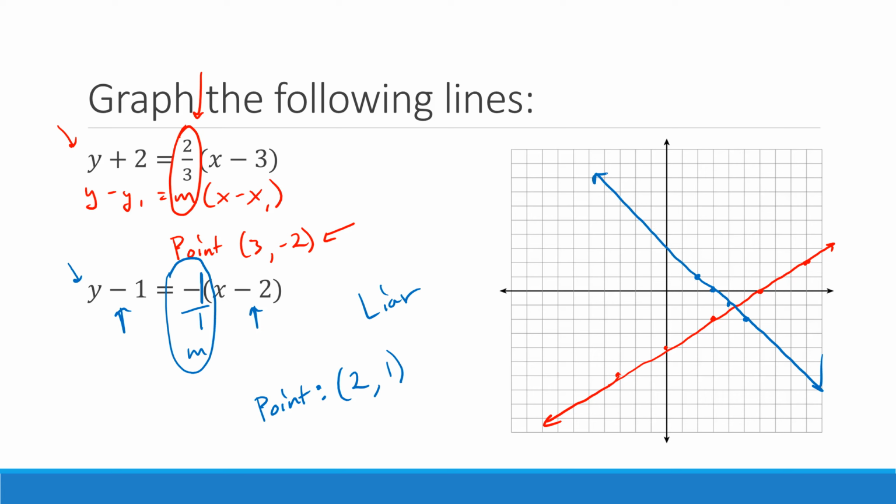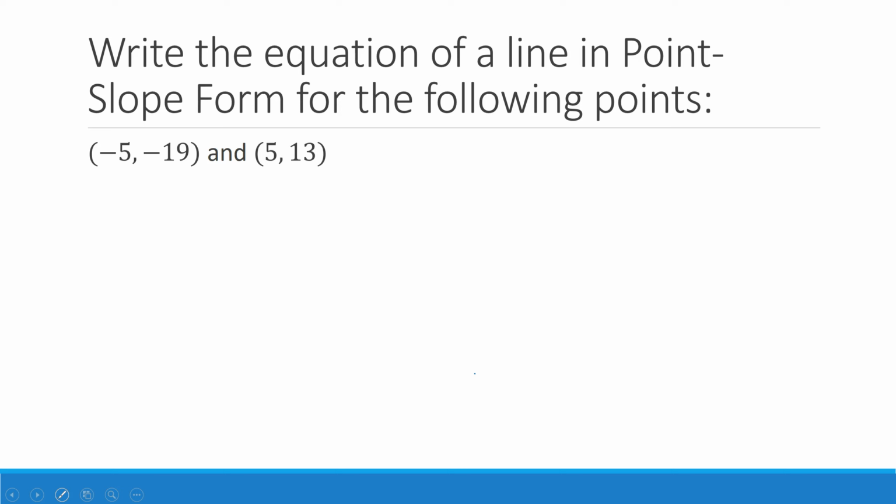All right, moving on. Sometimes they will ask us to write the equation of a line in point-slope form for the following points. This is actually easier than writing the equation of a line in slope-intercept form. The reason is because instead of having to plug in points and then solve for the b like I did with slope-intercept form, all I have to do here is plug in a point and I'm done because it's point-slope form. So let's get right on it.